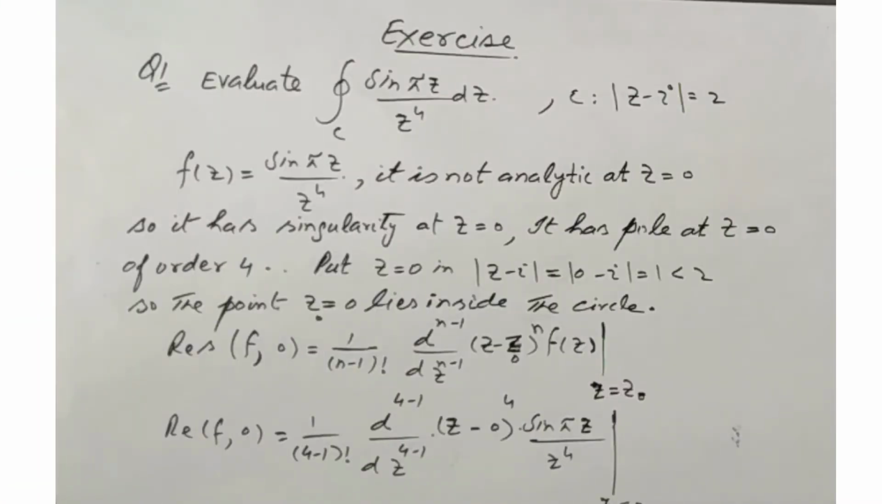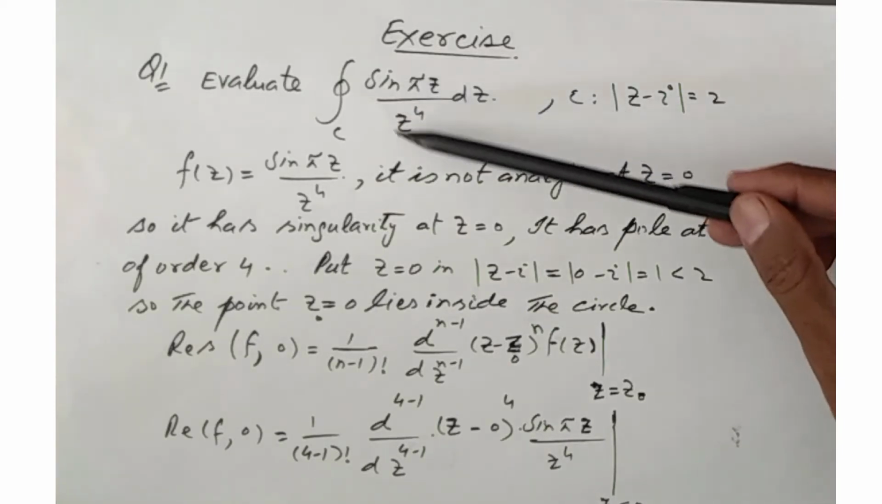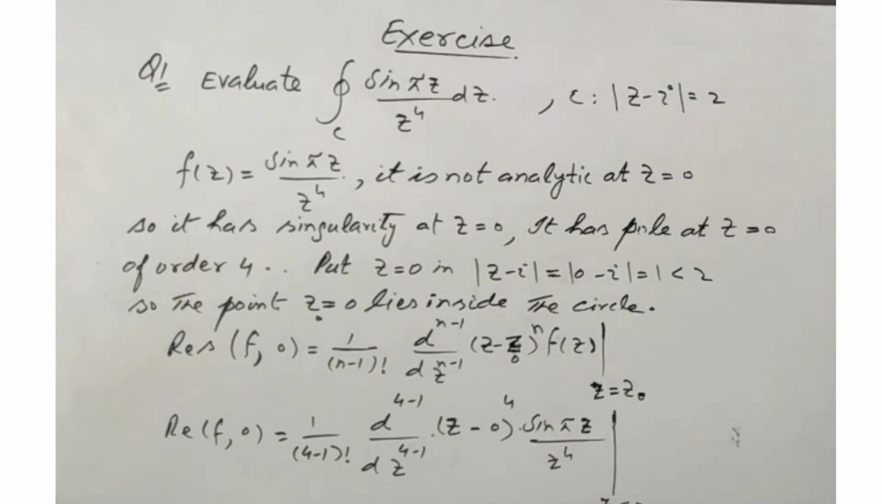Now we are starting the exercise. Now question 1, evaluate the integral of sin pi z over z to the 4 dz. Our contour is C: mod of z minus iota equal to 2. Here this is the value of f of z. F of z equal to sin pi z over z to the 4.